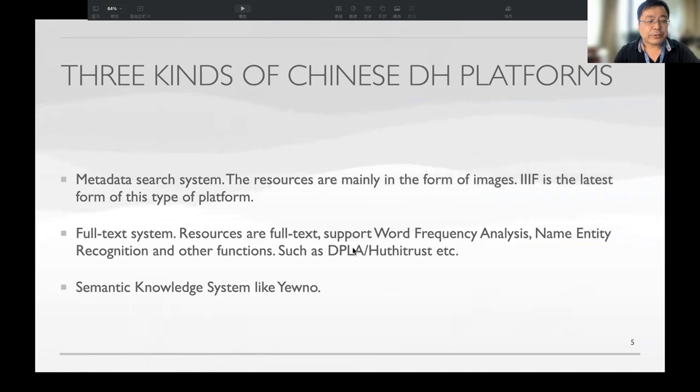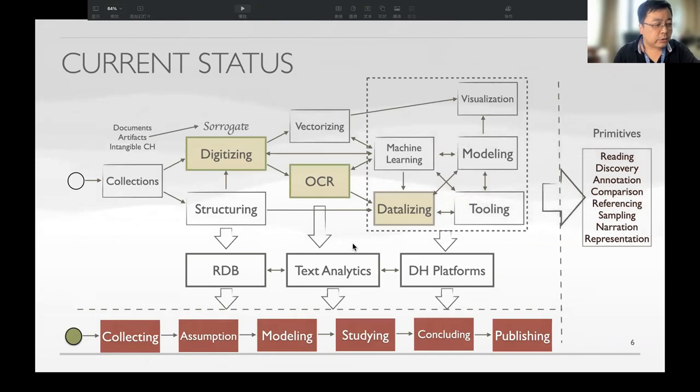There are currently three types of Chinese digital humanity platforms. That is metadata search system, full text system, and semantic knowledge system, like Yono. We just have some semantic knowledge systems, most of them produced by Shanghai Library in China. The current digital humanity infrastructure is still confusing, with all three types of system coexisting.